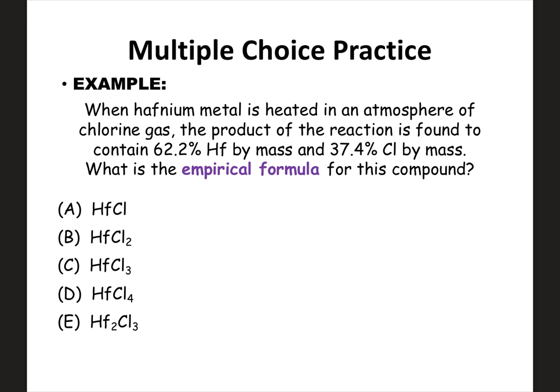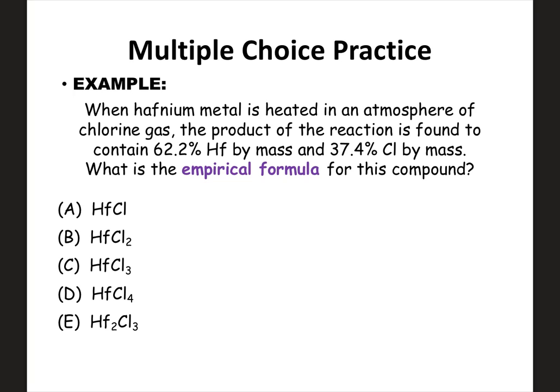Here's another example, a multiple choice practice problem that you got to be able to do without your calculator. It's telling you that you have hafnium metal heated in an atmosphere of chlorine gas, and the product of the reaction is found to contain 62.2% hafnium by mass and 37.4% chlorine by mass. And they want to know the empirical formula for this compound.